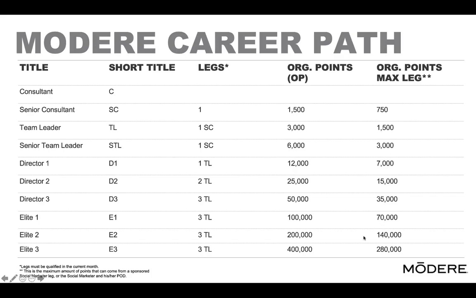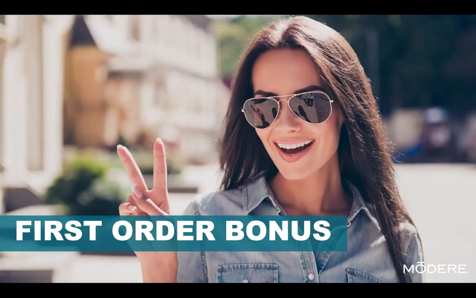So just to kind of exaggerate it, to become an elite 3, you need 400,000 of total organizational points, total organizational volume. All of the levels, all the generations count, so it counts all the way down to infinity. And then you can count 280 of it from your biggest team. So you can count at least 280 from your biggest team.